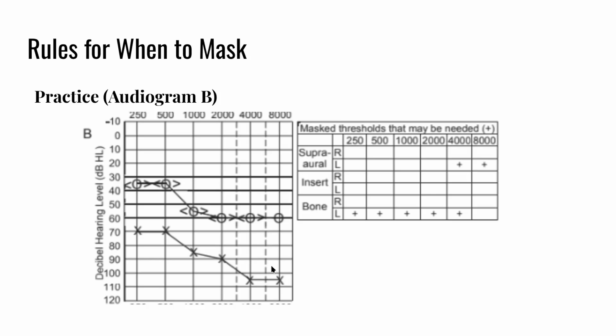Now, if we move on to bone conduction, for the left ear, we have to mask for bone conduction across the board for the left ear. From 250 to 4000 hertz, we have to mask across the board.